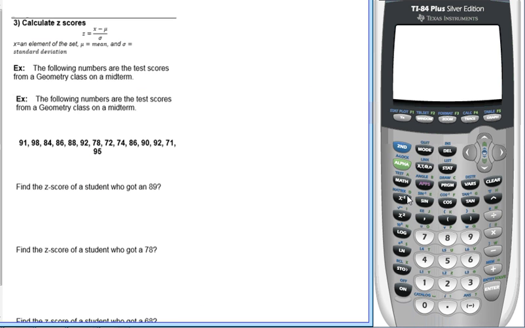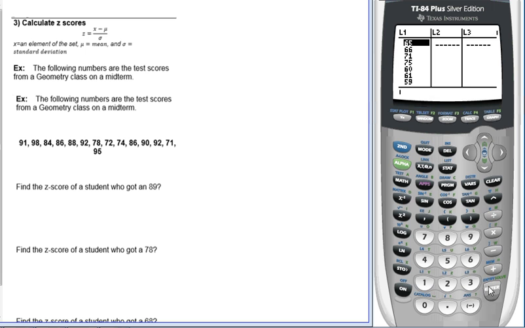Okay, Z-scores. Again, when I see a set of data, I know I'm going to need to put this in my calculator. So I'm going to hit Stat. I'm going to go to Edit to enter my data. I'm going to clear it by going up and doing Clear, Enter. And then I'm going to start putting in my points.